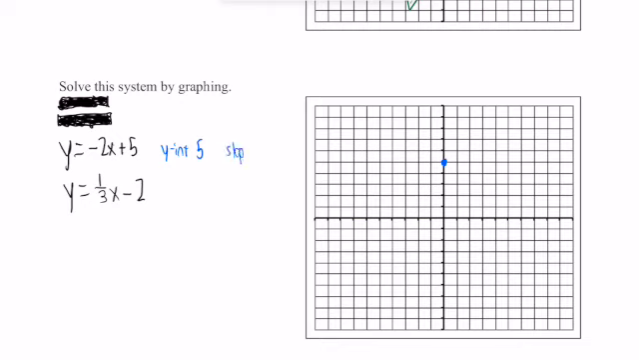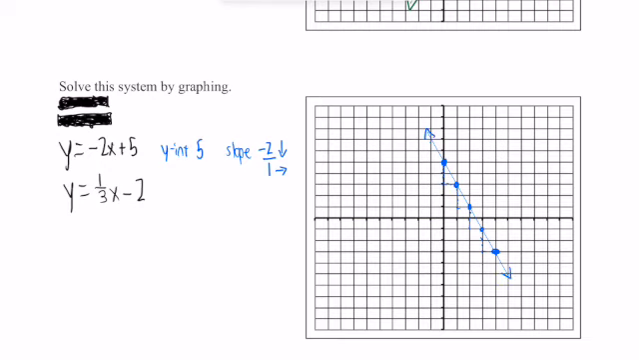Our slope is -2, which as a fraction would be -2 over 1. This tells us we're going to count down 2 and to the right 1 to get more points. So from our starting point, we count down 2 to the right 1, down 2 to the right 1, down 2 to the right 1, down 2 to the right 1. And then we can draw a straight line through all those points and stick arrows on the ends.